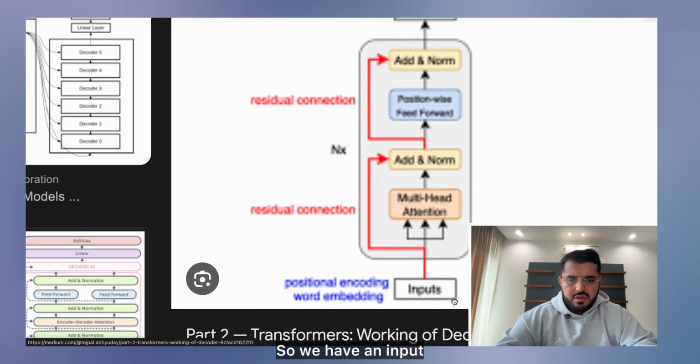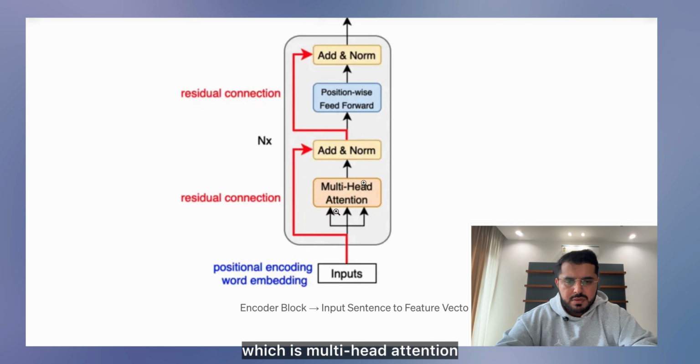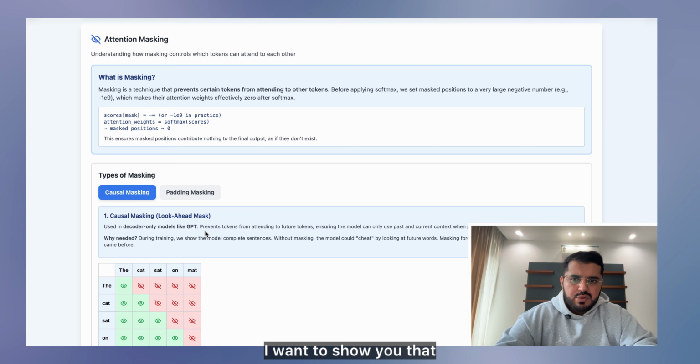So we have an input. We have seen that particular layer. Then this sublayer we have explored, which is multi-head attention. We are yet to explore this particular sublayer. Let's call it add and norm. Now here something happens. I want to show you that.